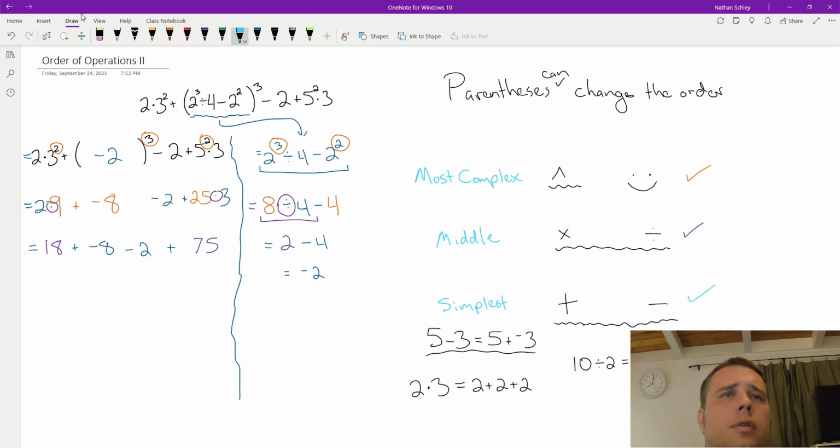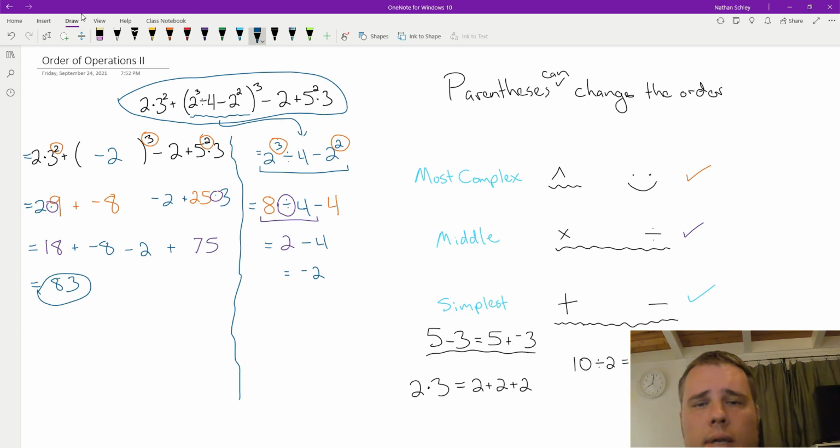Boom. So we just have addition and subtraction left. So I've got 18 minus 8, that's 10, or plus -8, same thing. So we're at 10 so far. Now I subtract 2, we're down to 8. Now we're going to add 75. If I add 75 to 8, I get 83. And that's it. That's this whole thing simplified to one number, which is 83.